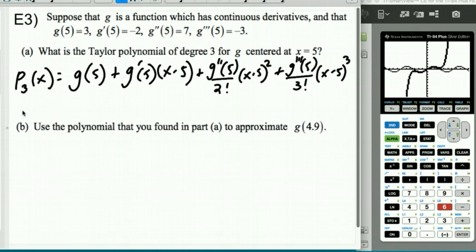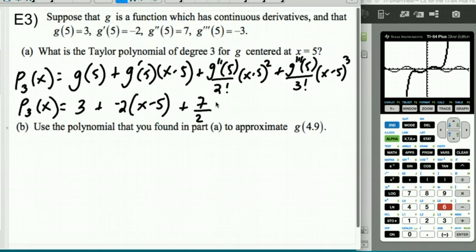So I just need to plug the numbers in. So my answer to A, even though this looks daunting, I'm actually in a much better situation. All the parts that took a ton of work in the other examples are done for me here. g of 5 is a 3, right? Plus g prime of 5 is a negative 2 times this x minus 5, right? g double prime of 5 is a 7, so 7 over 2 factorial, or 7 halves, doesn't really matter, and then an x minus 5 quantity squared.